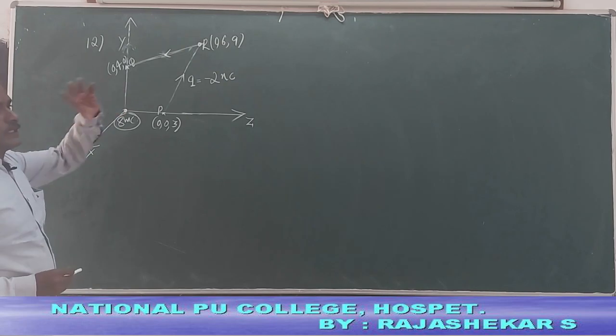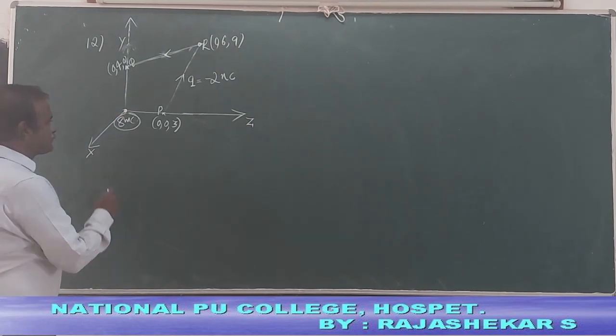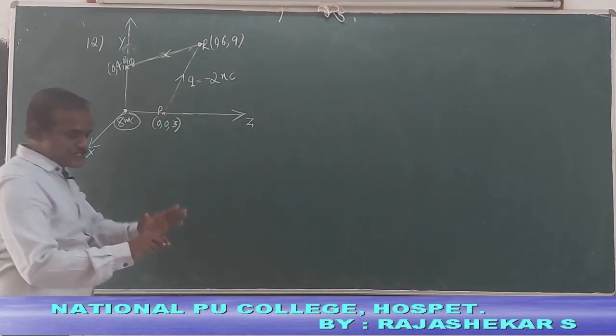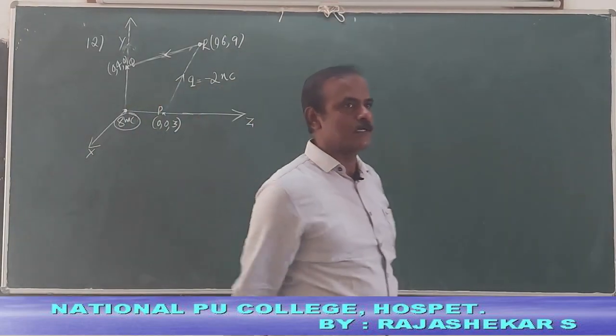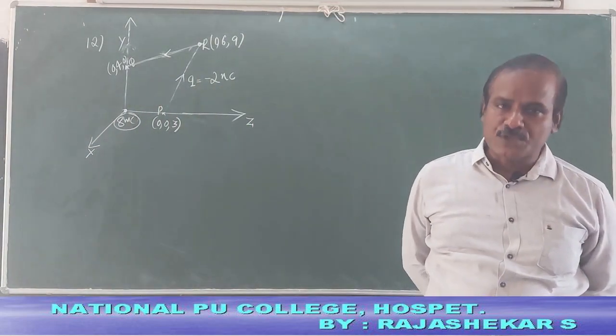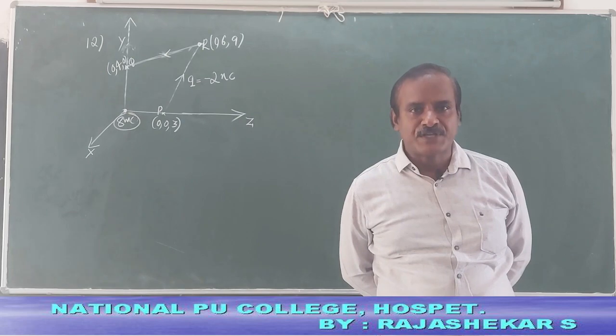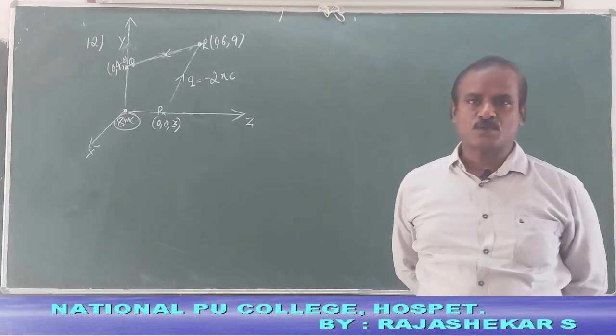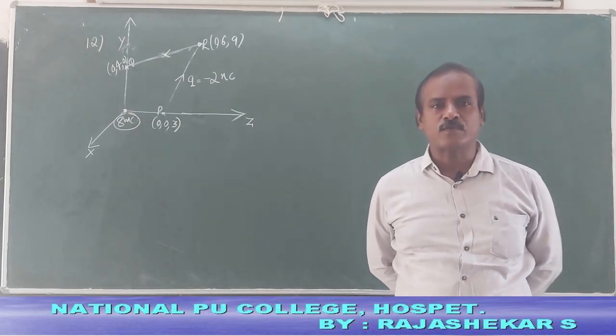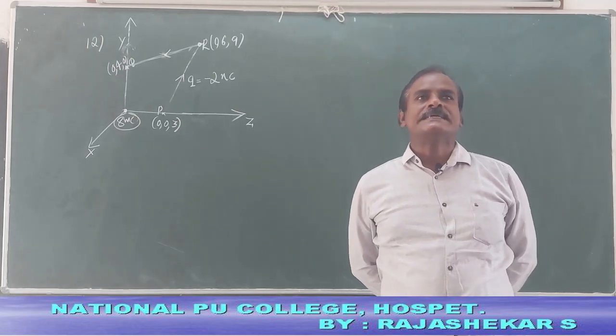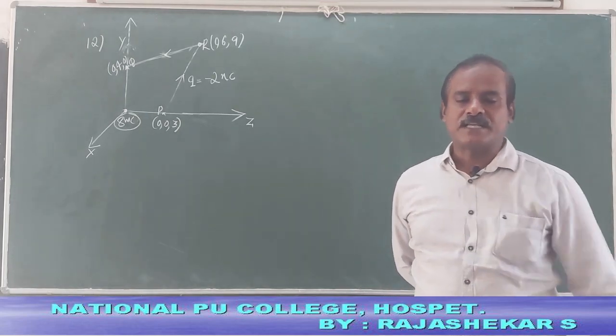Now, what is the work done? General formula: work done is equal to potential difference into the charge. This is by the definition of potential difference, which is work done per unit charge in moving from one point to another point against the electric field, external electric field.